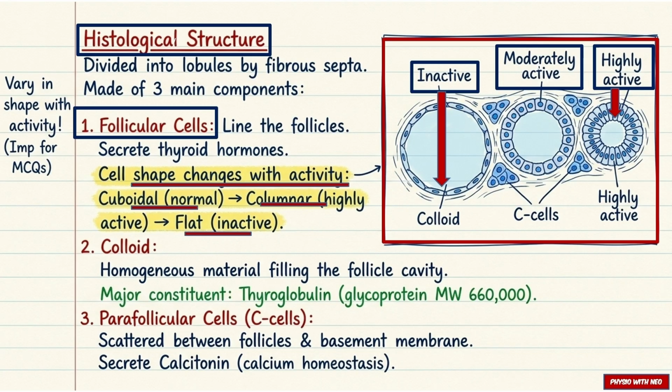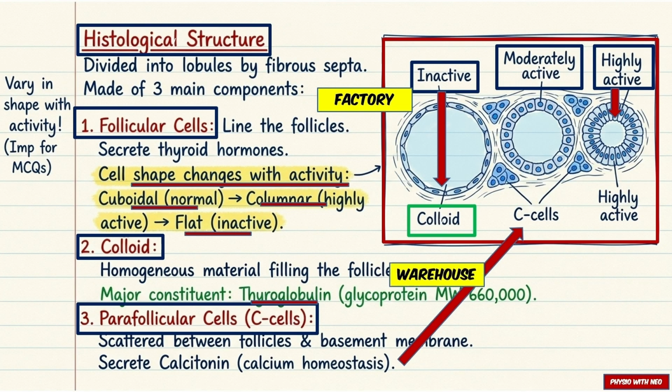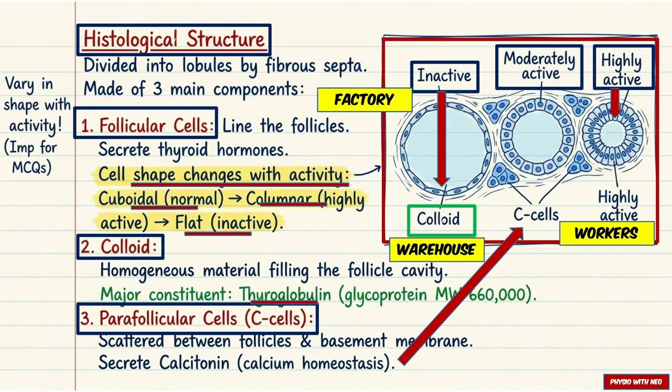Second is colloid. These follicles are filled with colloid. The colloid stores thyroglobulin, making the thyroid unique because it stores the hormone outside the cells. And last one is the parafollicular cells. Between the follicles and the basement membrane are the C cells, which secrete calcitonin, important in calcium homeostasis. Imagine these follicles as a factory, colloid as a warehouse, and follicular cells as workers. This simple analogy makes the histology easy to remember.